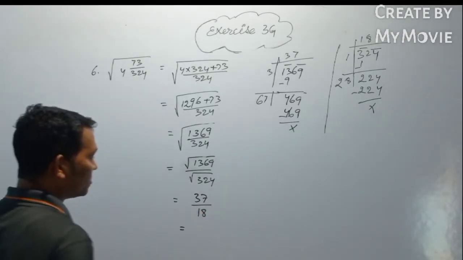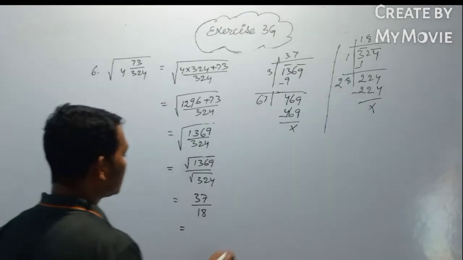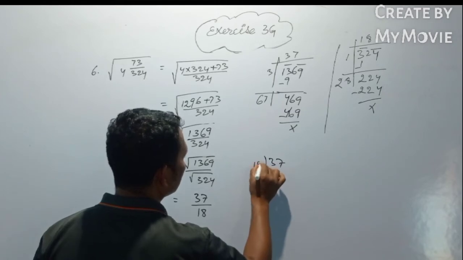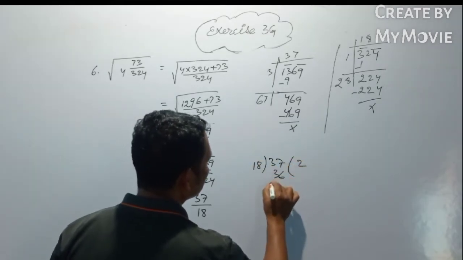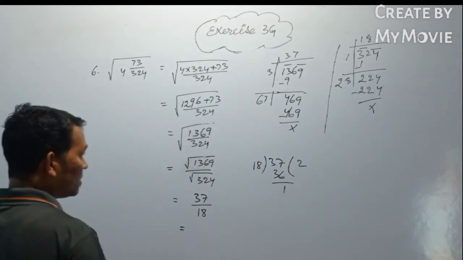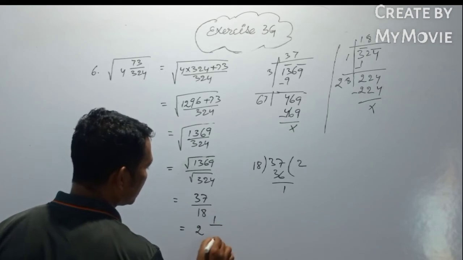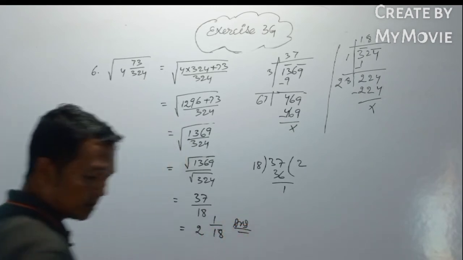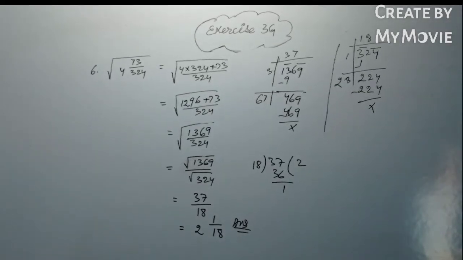This is equal to, again the answer should be in the form of a mixed fraction. So divide 37 by 18. 18 2s are 36. Remainder is 1. So this is equal to 2 whole 1 by 18. Okay, so this is the answer.